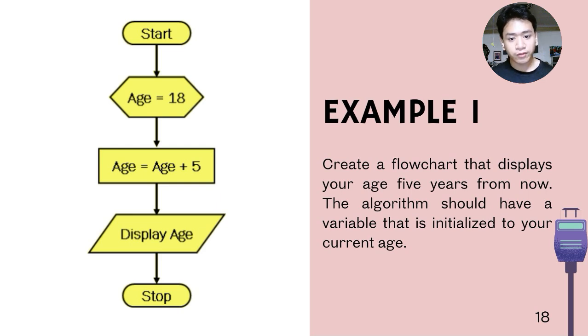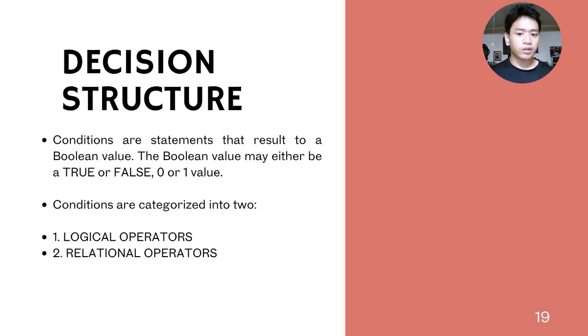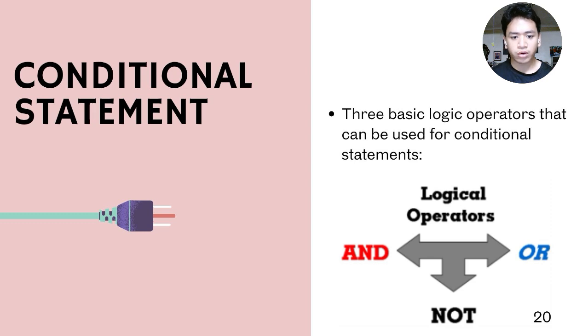Now that we understand flowcharts, let's move on to decision structures. Decision structures are statements that result in a Boolean value, either true or false, or in numeric form 1 or 0. These structures allow a program to make decisions depending on conditions. In programming, conditions are divided into two categories: logical operators and relational operators. Conditional statements are what we use when we want our program to behave differently depending on a condition.